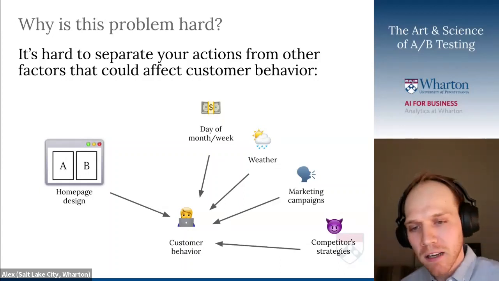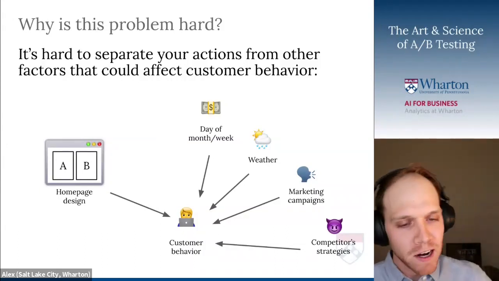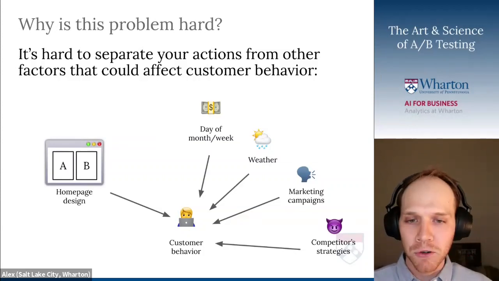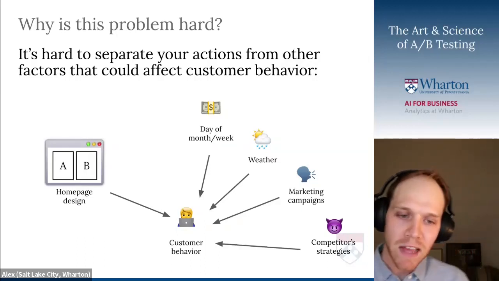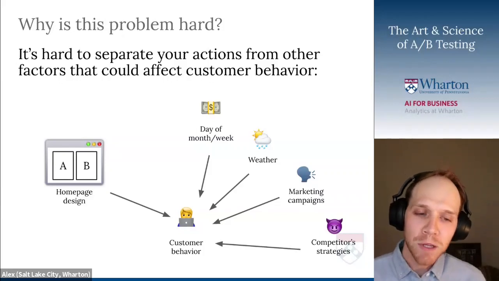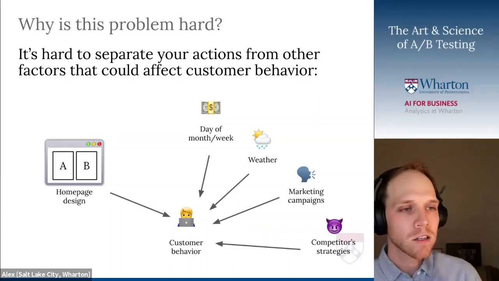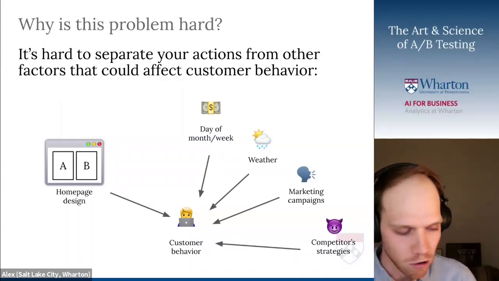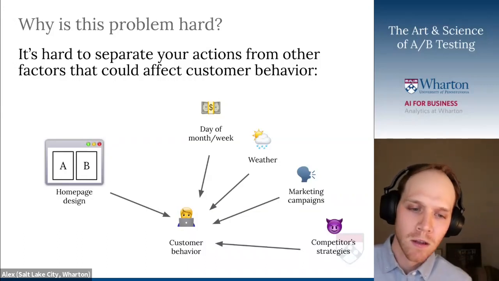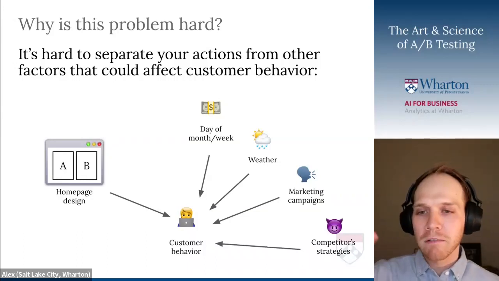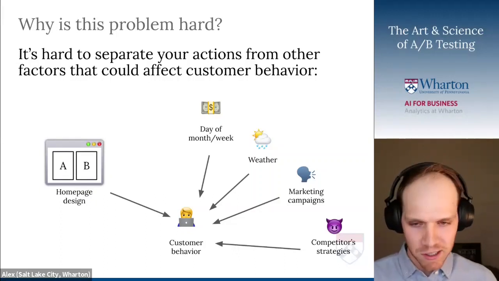I've listed just a small subset of possible factors here. It could be the day of the week that your customers are visiting your website, or the day of the month. If they got paid on Friday and they visit your website on Saturday, that's completely out of your control, but it probably has a significant effect on whether that person makes a purchase that day. It could be the weather outside the customer's window, the marketing campaigns that other teams in your organization are running, the types of customers they're driving to your website, or the strategies your competitors are running. These are all factors that almost certainly affect what your customers do, which you have no control over, and which can confound what we're trying to measure when we're trying to understand the effect of the homepage redesign.